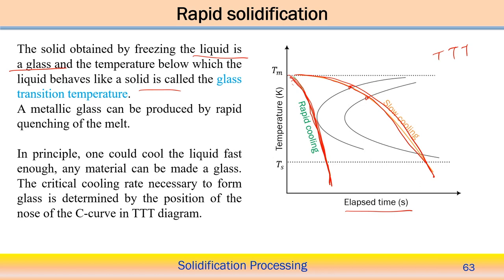So it means that the C curve can be different for different materials. We have to construct the rapid cooling in such a way that it does not touch the C curve, and from there we can estimate what the rapid cooling rate should be for this particular process.